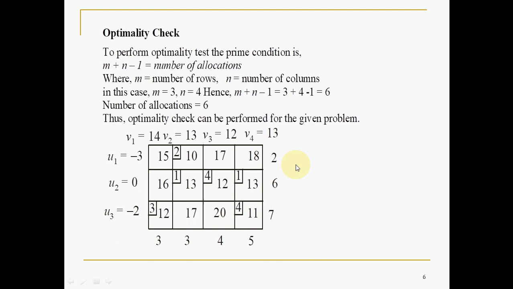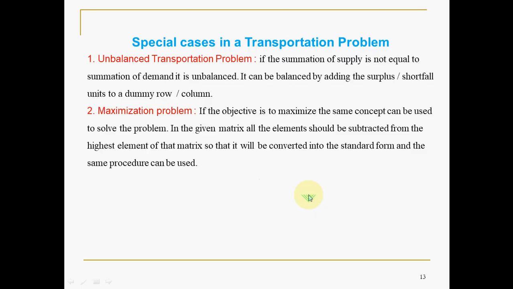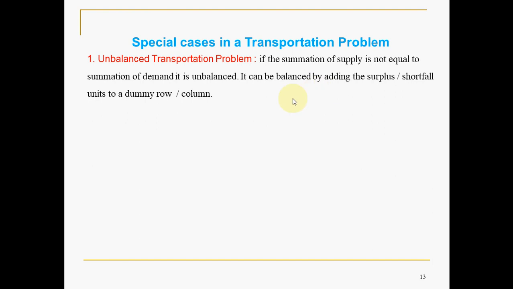Please note that the row or column will have only zeros, and the units difference you have to adjust in the dummy row. That is called a dummy row or dummy column. So if sigma supply is not equal to sigma demand, you find out the difference. Let us understand in a simple way. Suppose supply is 10 and demand is 15. Then you have to increase the supply, so you have to add a row. That's a simple way to analyze.